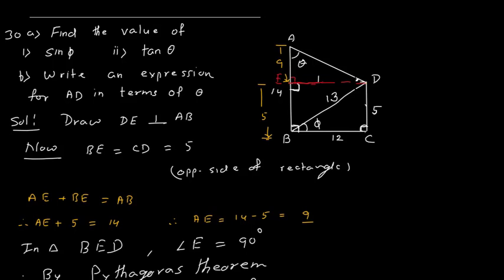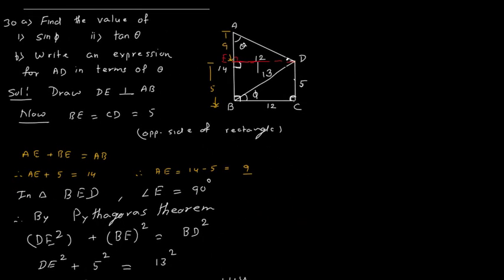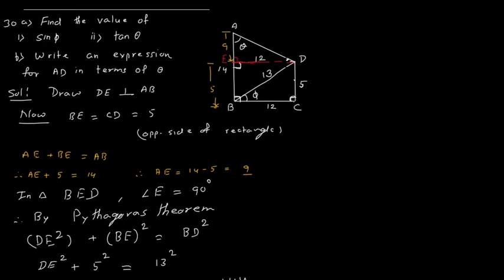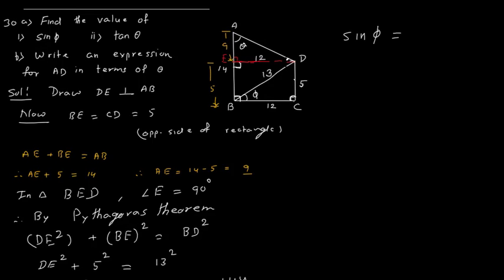Actually there is no need to use the Pythagoras theorem. BCDE is a rectangle, so opposite sides are equal, so you can say that this DE is 12. Okay, simple. Now I have to find the value of sin phi. Sin of angle phi is equal to the opposite side, which is CD, upon the hypotenuse, which is BD. The value of CD is 5 and the value of BD is 13. So sin phi is 5 upon 13.